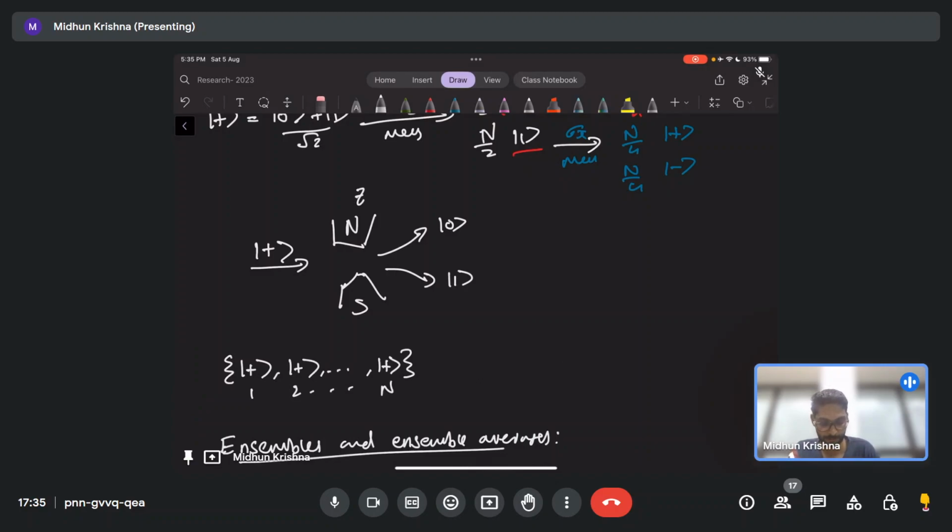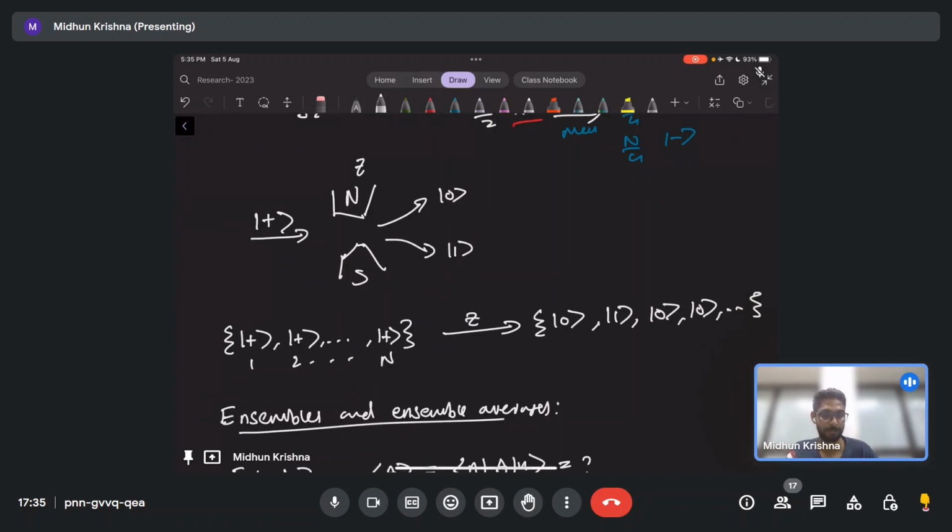So when I do the measurement along the Z direction, let's say the first one collapsed to zero, like the first one went up. The second, let's say, went down. The third went up, the fourth went up, and so on. It's randomly happening, right? So these zeros mean the ones that went up, and the ones mean those are the ones that went down. So I know half of them, n by 2, are in zero state, and n by 2 are in one state. That's all I can say. I cannot predict which one will go up or which one will go down. That's randomly happening. But I know half of them will go up and half of them will go down, right?